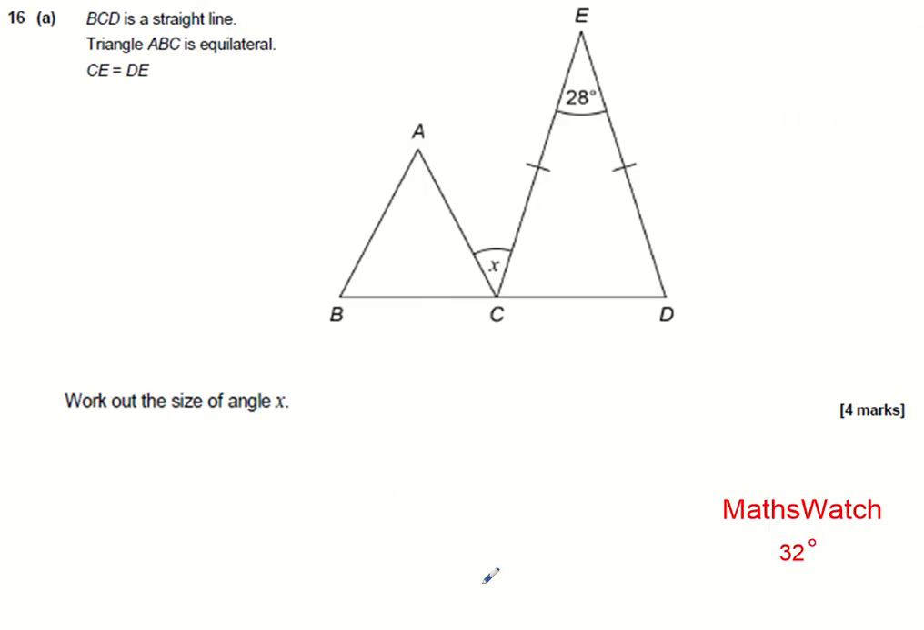Question 16. BCD is a straight line. Triangle ABC is equilateral, and CE equals DE. Work out the size of angle X.